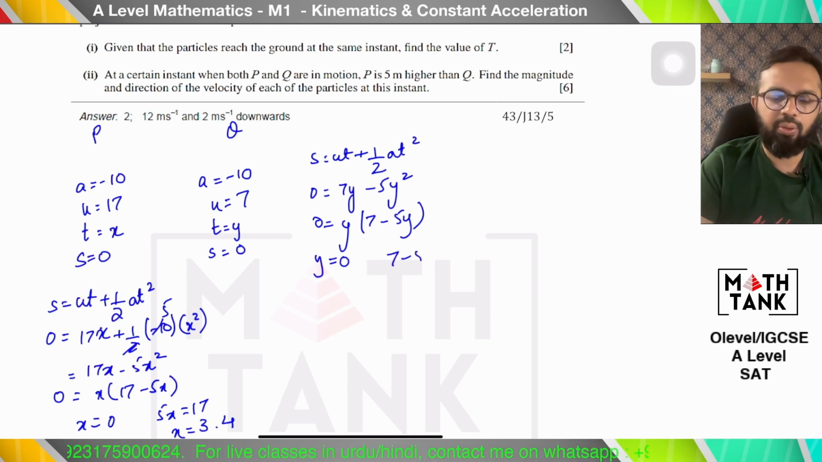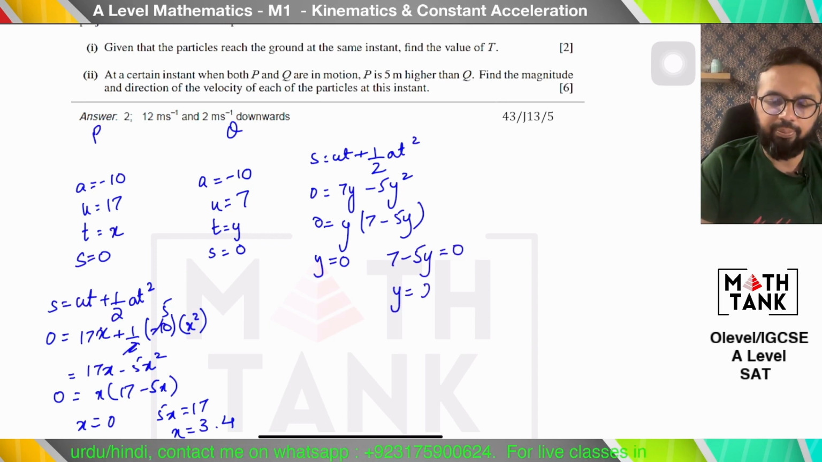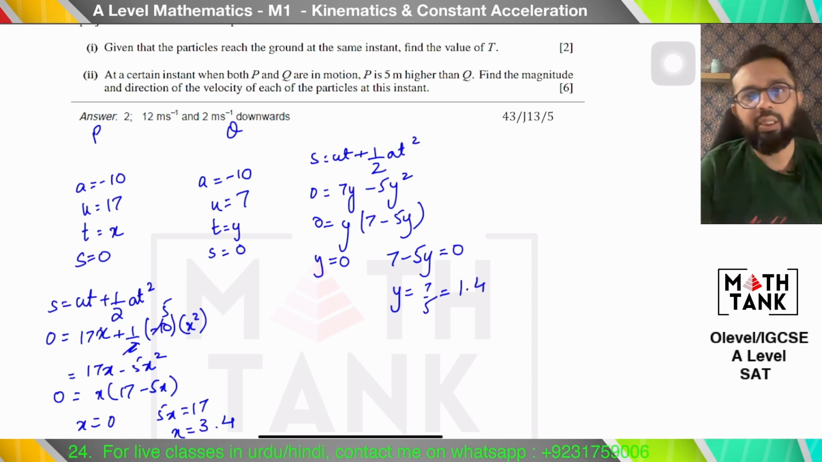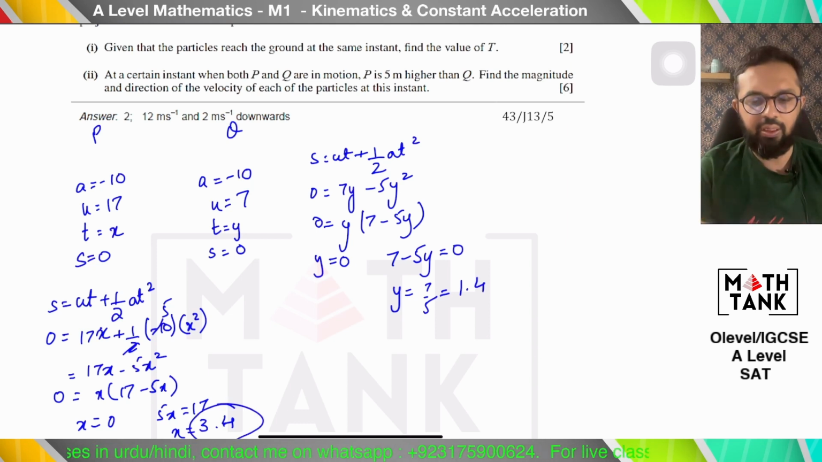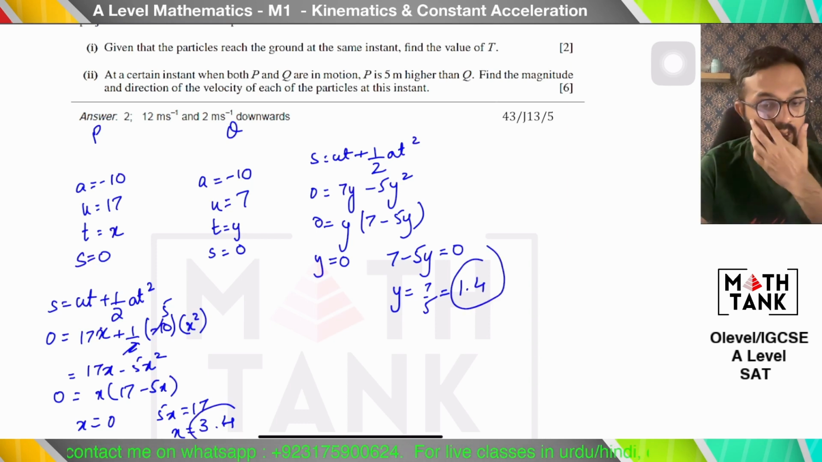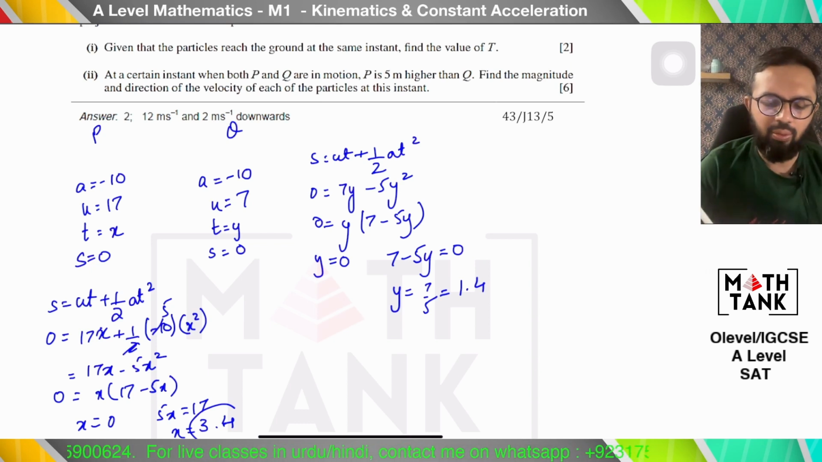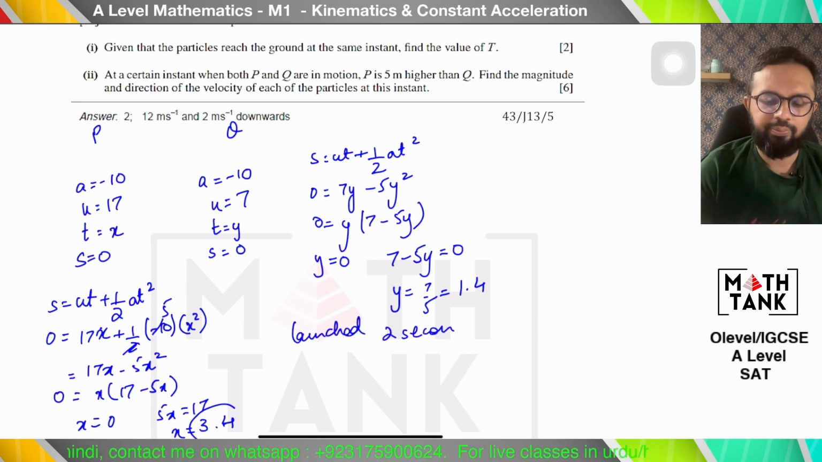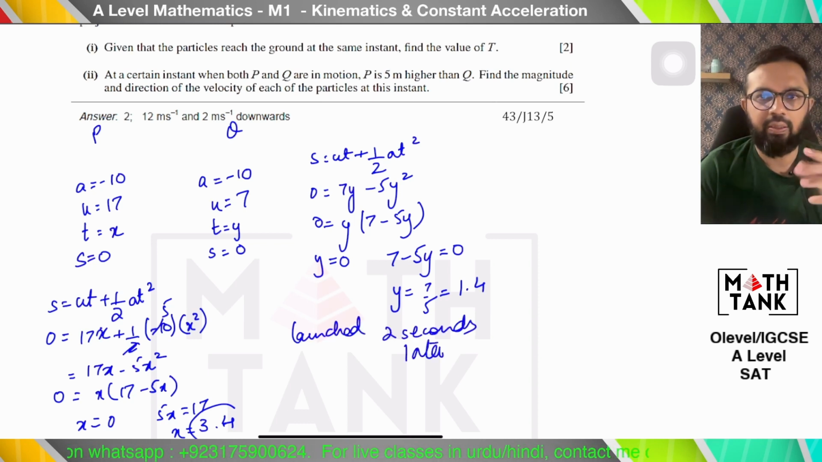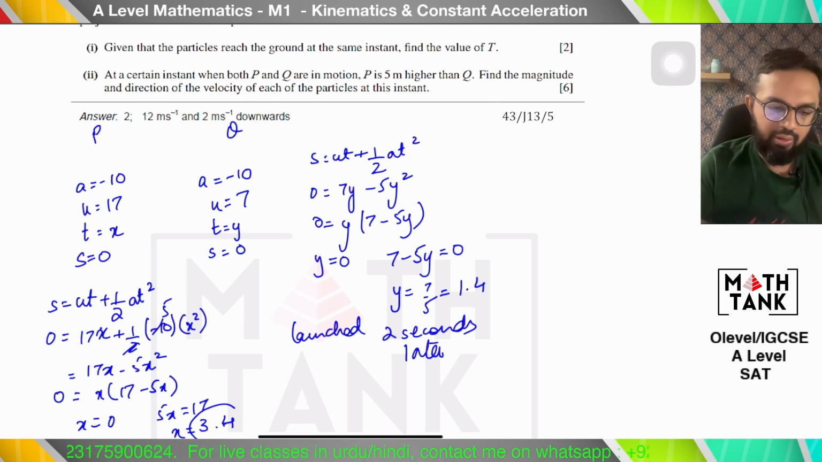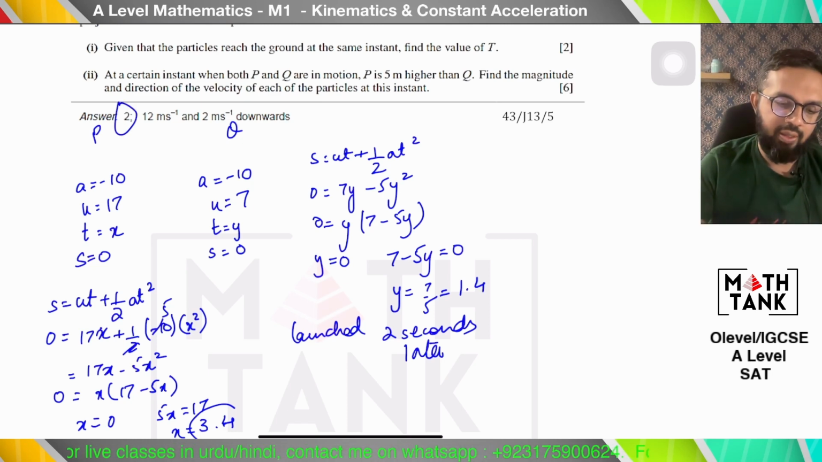I just found out two times, and what I'm going to do now is that 7 over 5, which is 1.4. What I'm going to say now is that it took this one 3.4 seconds and it took 1.4 seconds, but they've reached at the same time, which means that this one must have been launched 2 seconds later, which is why there's a difference in the time traveled. Okay, that's the correct answer as well.